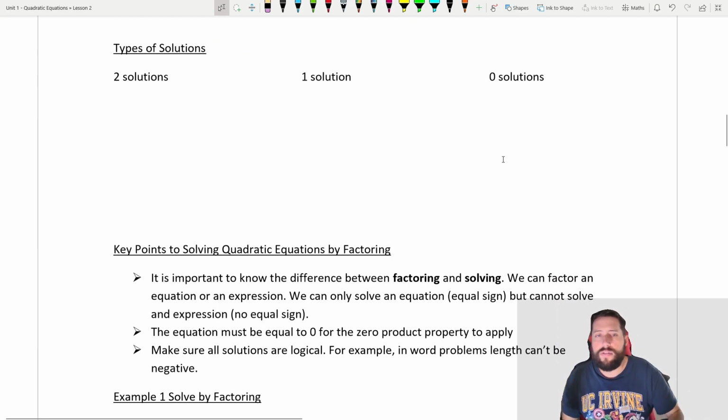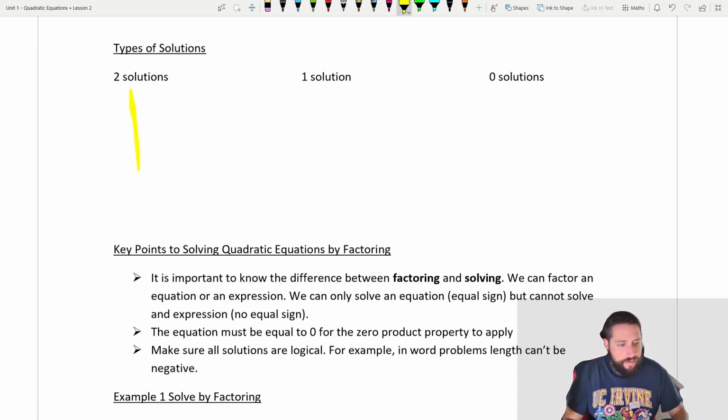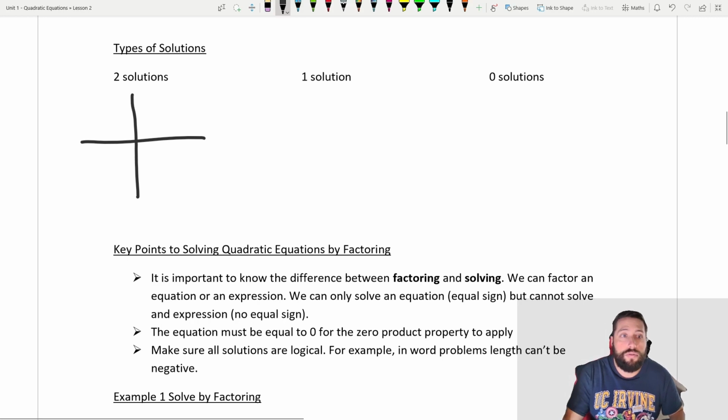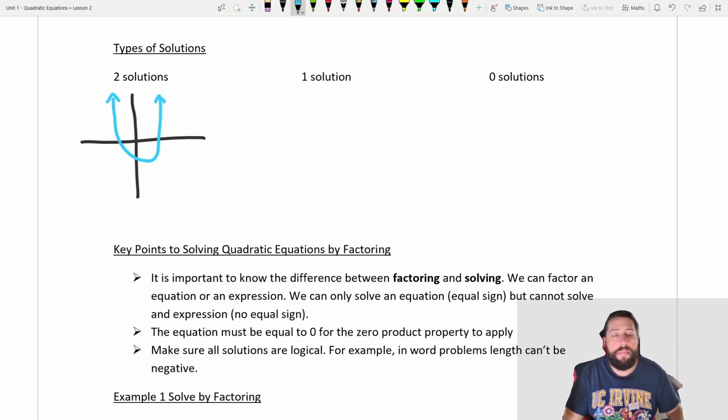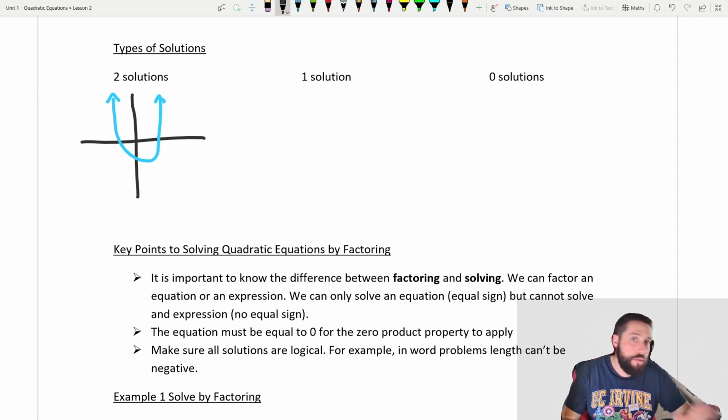So there are different types of solutions. There's 2 solutions, 1 solution, or 0 solutions. Okay, so I'm just going to draw a quick little graph of it. So again, a parabola kind of looks like a U shape. It's a U shape, okay? So when it's 2 solutions, that means that the graph will pass through the x-axis twice. Okay? So again, this can be opening up or opening down. It really doesn't matter, okay?